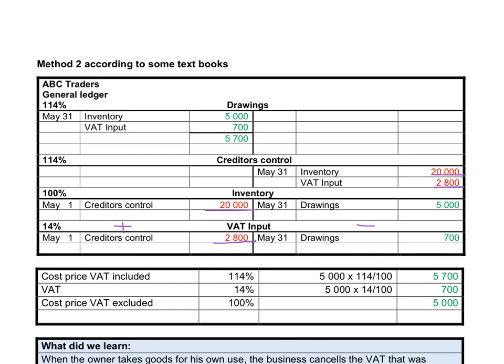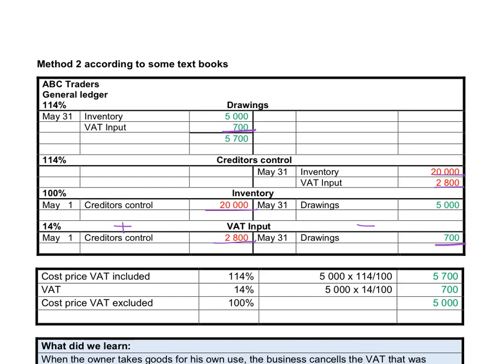If the owner takes goods for his own use, it means that the business says these goods are not used for the purpose of the business, so they can't claim this VAT on the drawings back anymore, and they credit VAT input to reduce the amount that they can claim from SARS, and they will debit the drawings with the 700 Rand. So in the one method, they treat the drawings as sales, and they record it in the VAT output account. That means they have to pay more money to SARS.